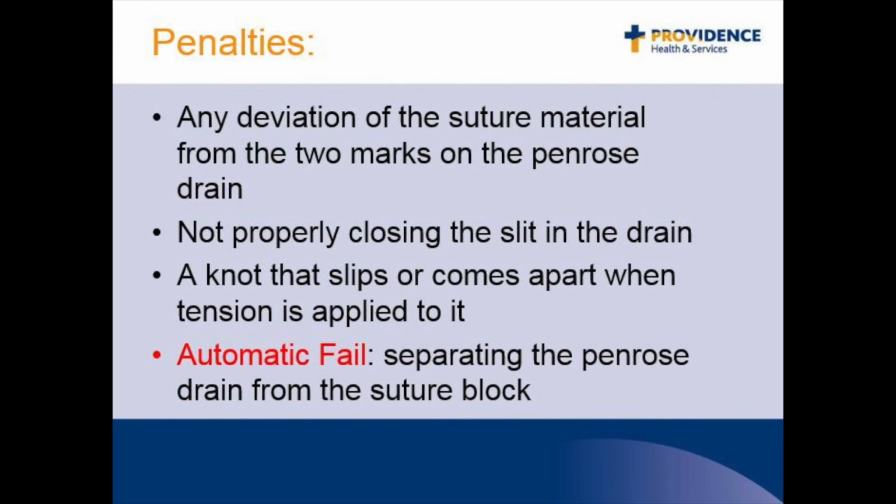Penalties are assessed when there are any deviations of the suture material from the 2 marks on the Penrose drain, the slit in the drain is not properly closed, and/or the knot slips or comes apart when tension is applied to it. It is an automatic fail if the Penrose drain is separated from the suture block.